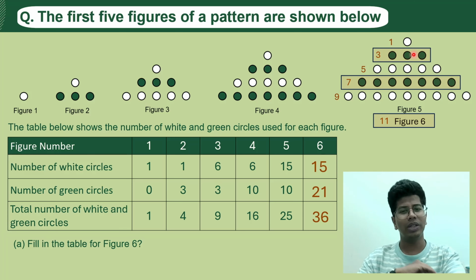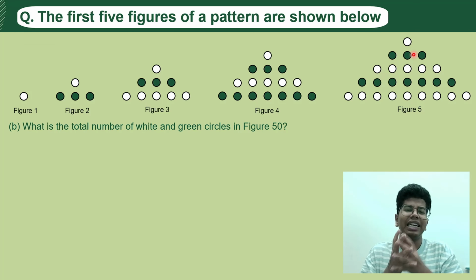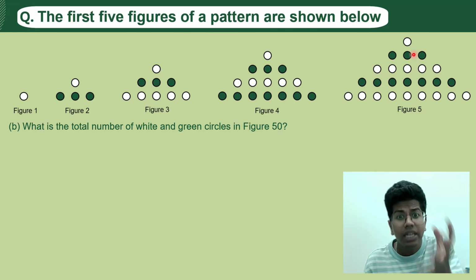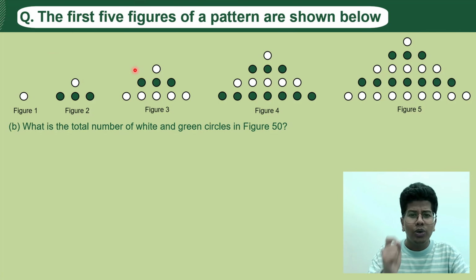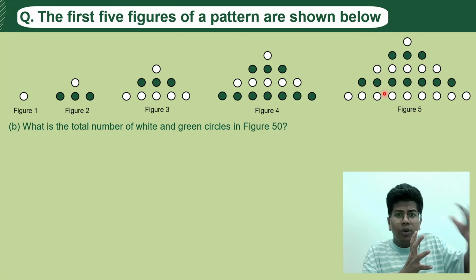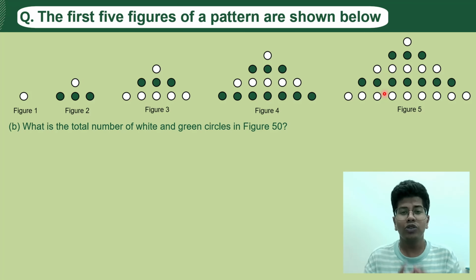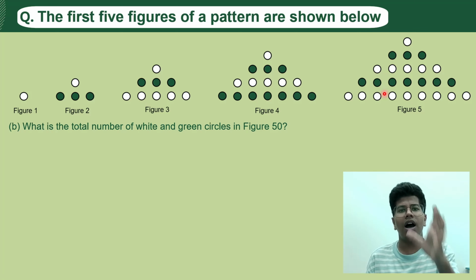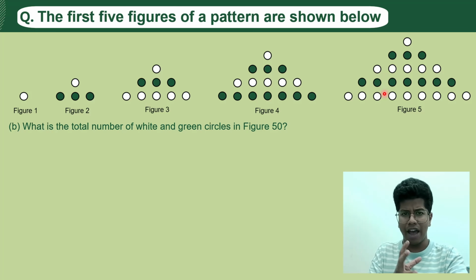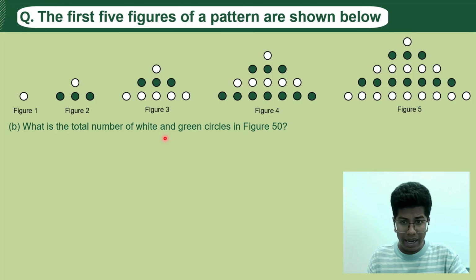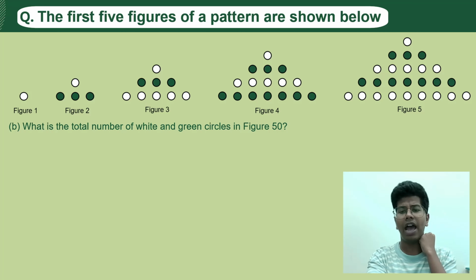Now moving on to the next part, that is, what is the total number of white and green circles in figure 50? Figure 50, it's like I have figure 1, 2, 3, 4, 5. If I keep drawing it till figure 50, imagine it will take a lot of time, right? So the best thing is, let's try to observe. Here, what we can observe is from the given information I have regarding the total number of white and green circles and the figures. Let's try to represent whatever we have.